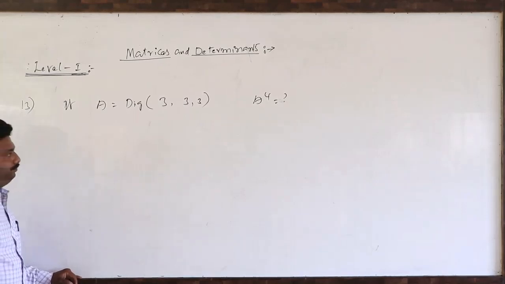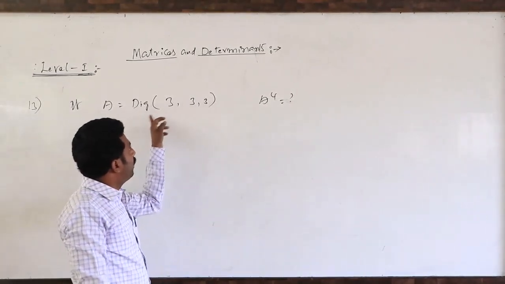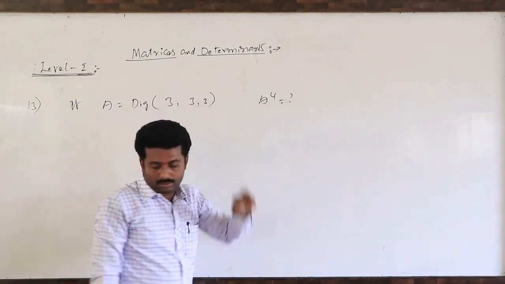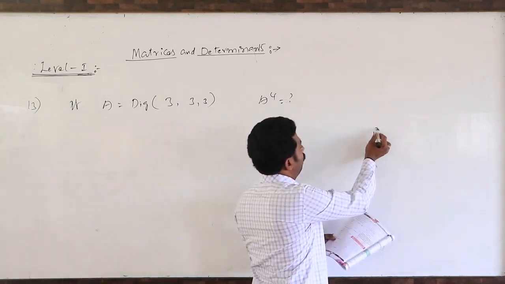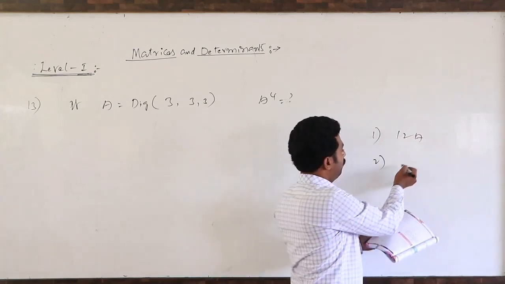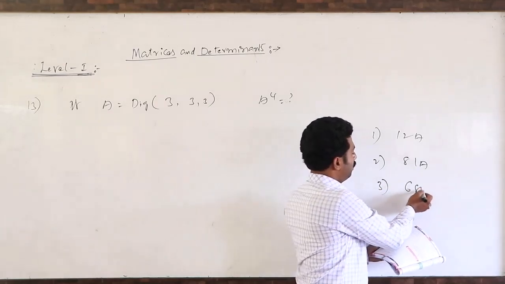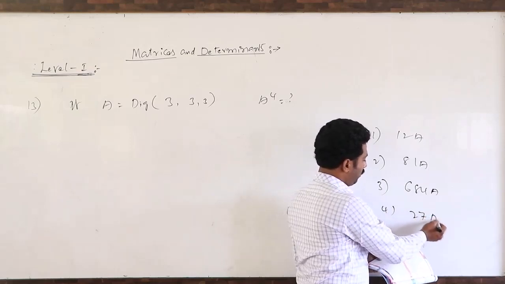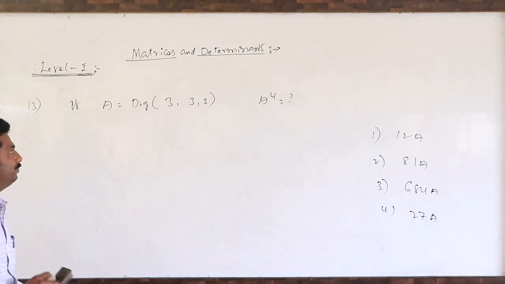Next question. They are asking if A equal to diagonal matrix 3 whose diagonal elements are 3, 3, 3, then A power 4 they are asking. So options how they are asking we will see. First option 12A, second option 81A, third option 684A, fourth option 27A. Among these 4 options, which one is correct we have to guess.